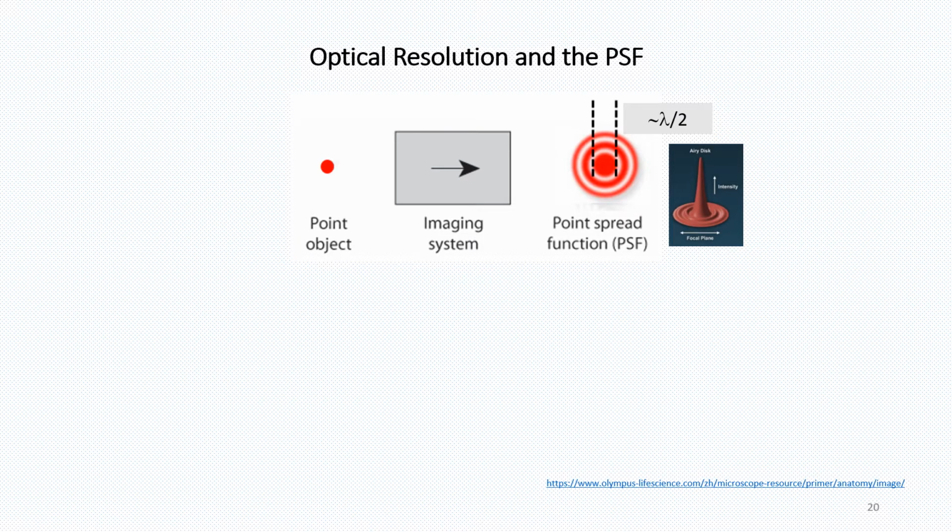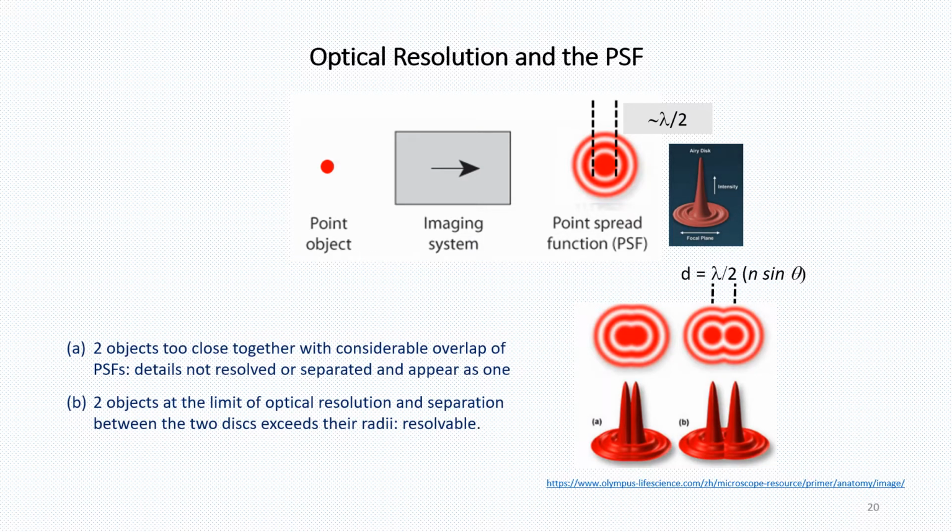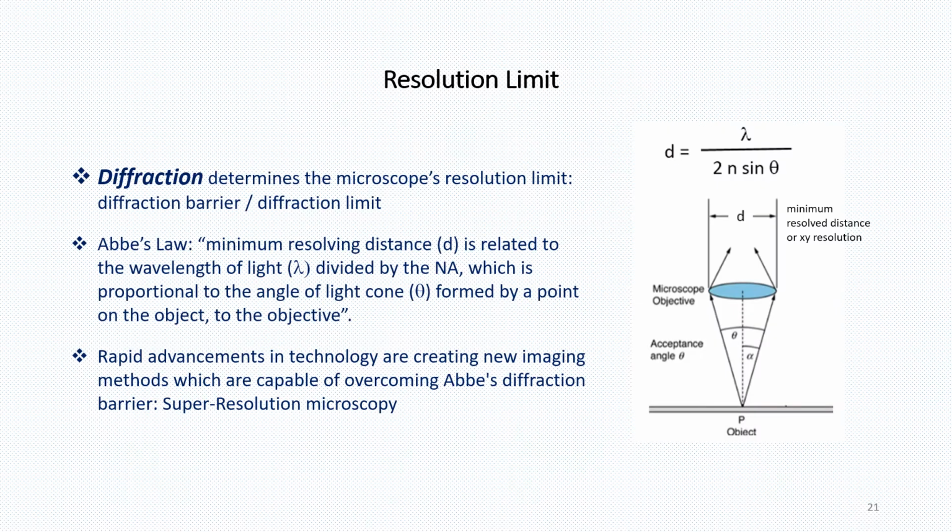When two small objects are separated by a distance at the limit of resolution, they can be resolved. However, when these objects are too close together, they would blur into a single spot, and even the highest resolution objective may not be able to resolve them. This is due to diffraction. Diffraction sets a limit on resolution.